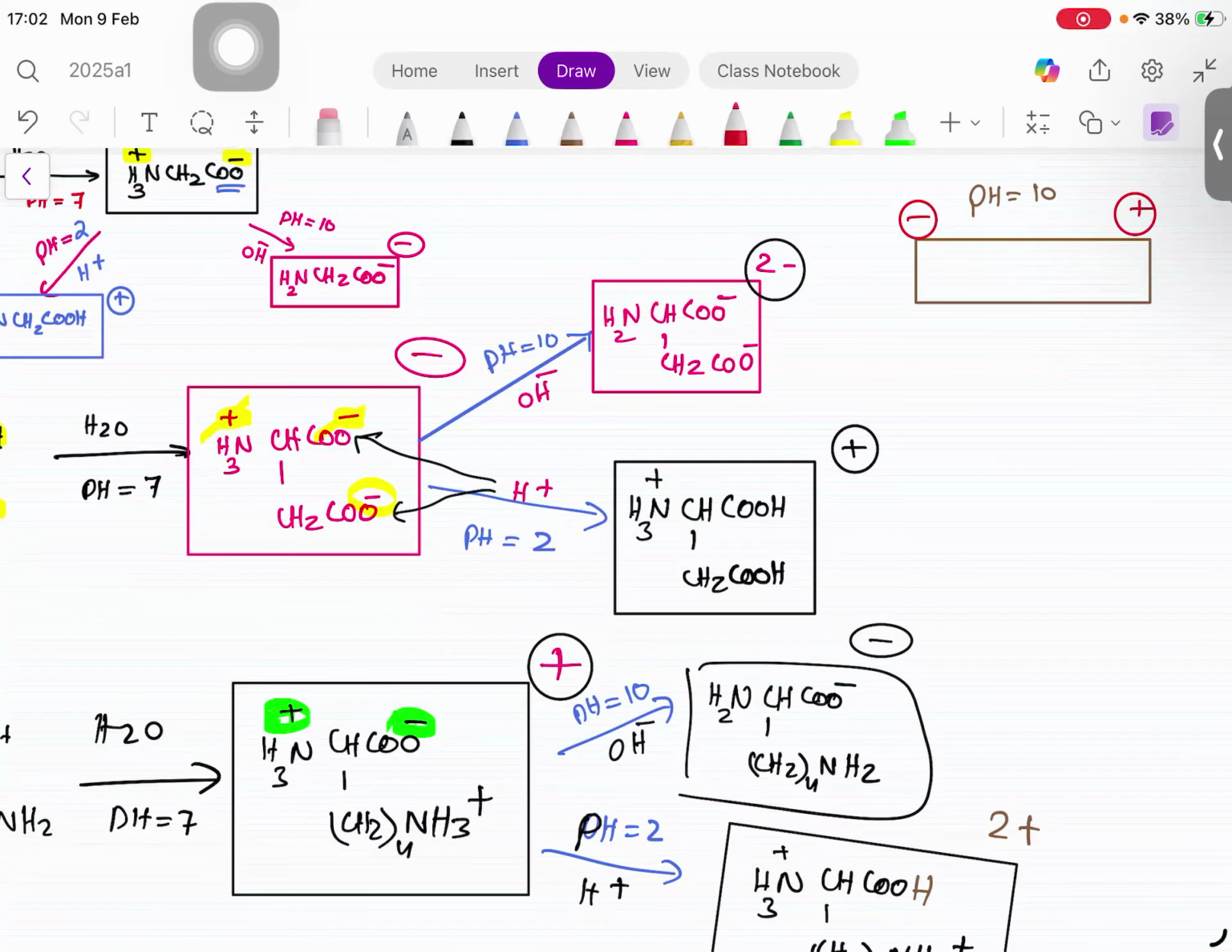Because at pH 10, glycine is what? Negative. At pH 10, ASP is what? Negative, 2 negative. And this is also negative. So at pH 10, all three amino acids in the mixture are negatively charged. So all three are going to move to the positive side. Who will be leading? Who will be ahead of everyone? The one who has the highest charge. So what has the highest charge? 2 minus. So ASP would be here.